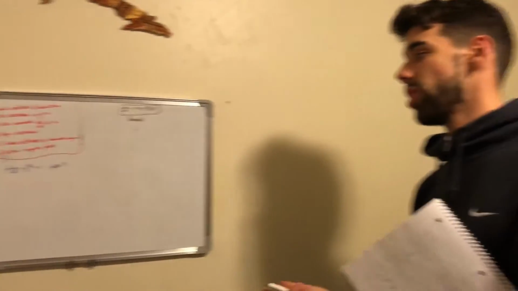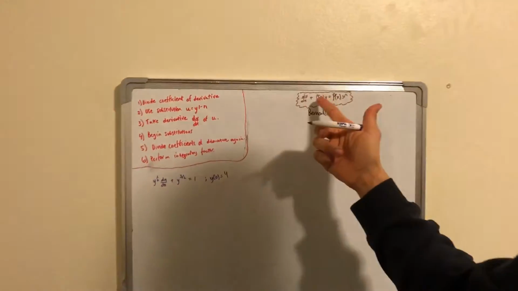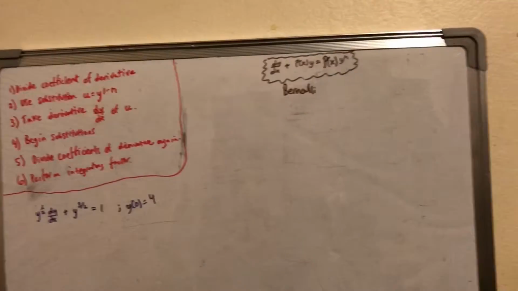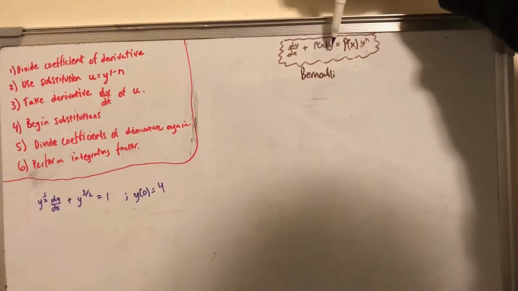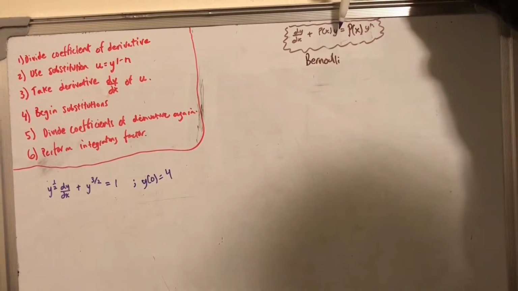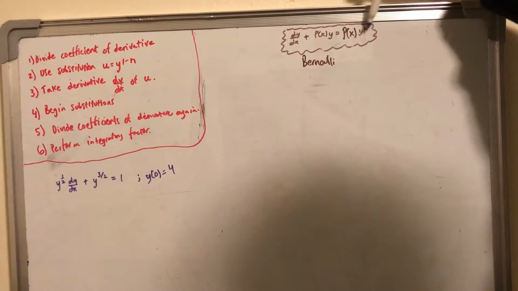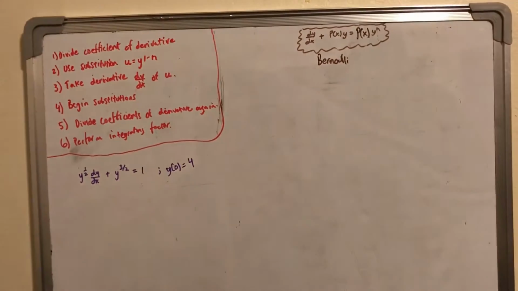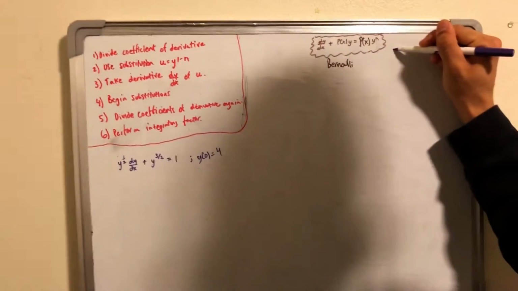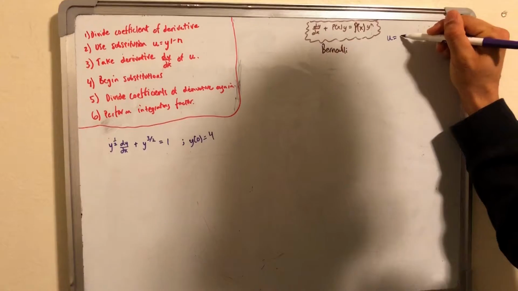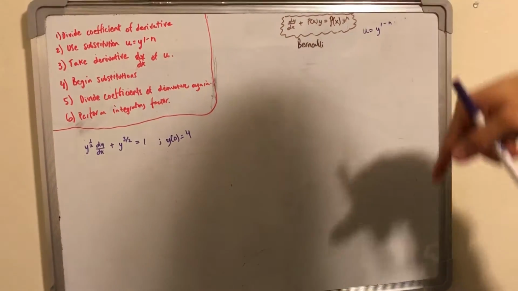In this video, we'll be working on a Bernoulli problem. This is a typical Bernoulli equation right here. We have dy/dx plus some function p of x times the dependent variable y is equal to some function q of x times y raised to the n power. Here we'll be using a substitution where u is equal to y to the power of 1 minus n.